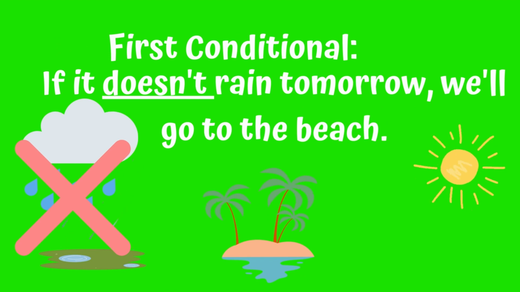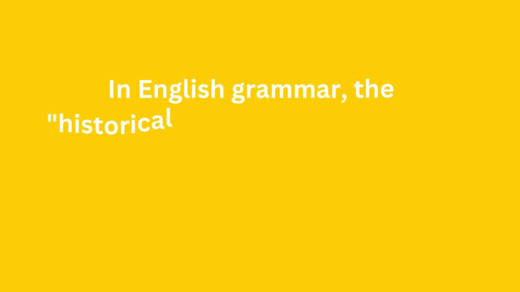As for the first conditional, we can say, if it doesn't rain tomorrow, we'll go to the beach. We use the first conditional when we talk about future situations we believe are real or possible.